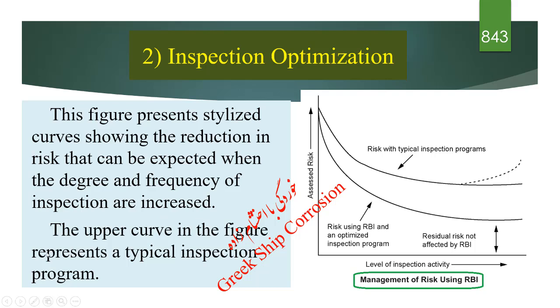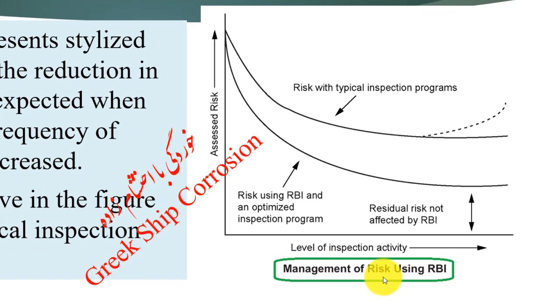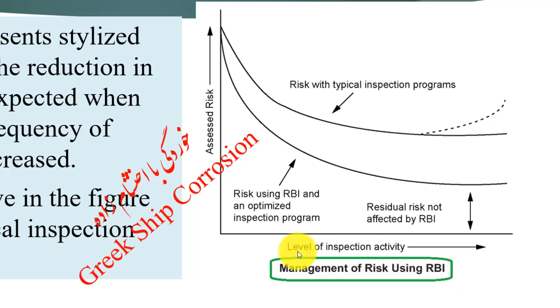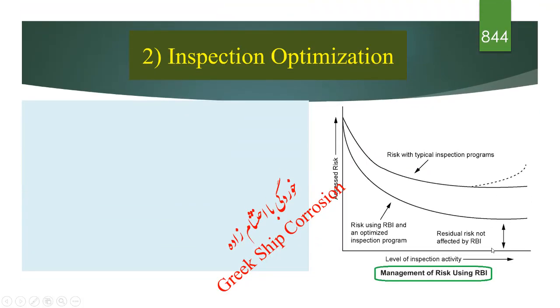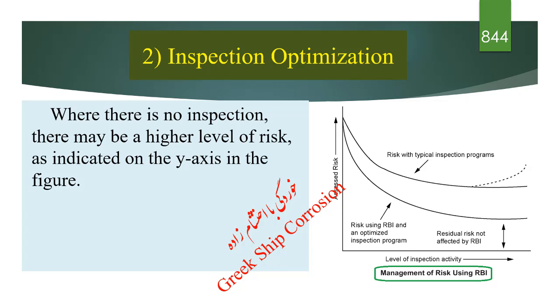The upper curve in the figure represents a typical inspection program. Management of risk using RBI. Level of inspection activity. Assessed risk. Risk with typical inspection programs. Risk using RBI and an optimized inspection program. Residual risk not affected by RBI. Where there is no inspection, there may be a higher level of risk, as indicated on the y-axis in the figure.